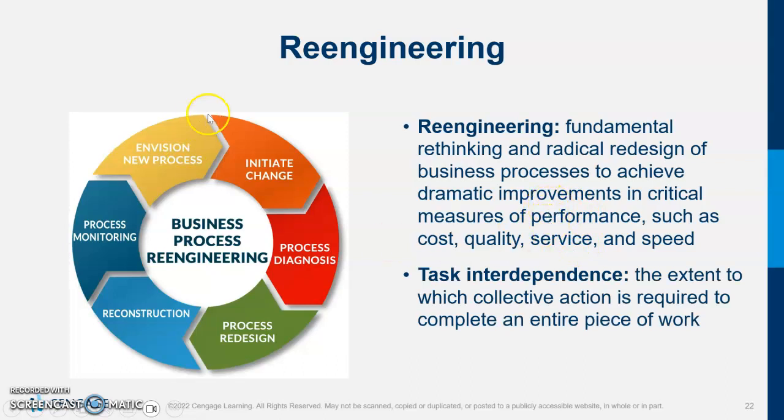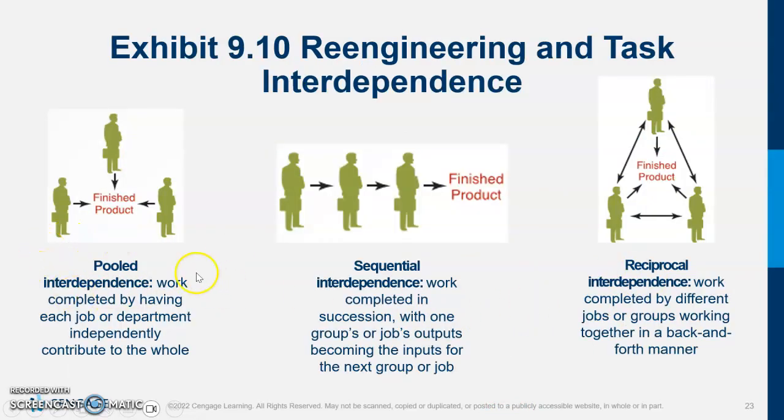When we talk about re-engineering, we also talk about this idea of task interdependence, which is the extent to which a collective action is required to complete a piece of work. You can see we have pooled interdependence, where everybody does their part and it contributes to the finished product. I think of this as a group project where you divide and conquer. Sequential is where one group or job's outputs become the input. So this person does their part, then it goes to this person, they do their part, this person does their part, and then it's finished. But they can't start until the person in front of them finishes. And then reciprocal is more iterative, in a back and forth manner, in order to create your finished product.